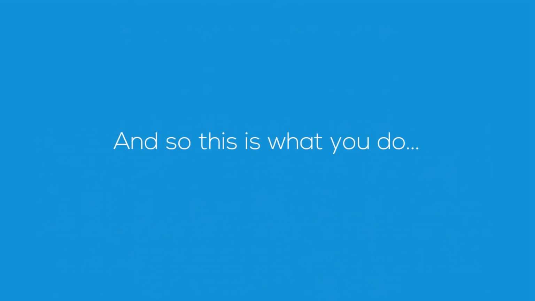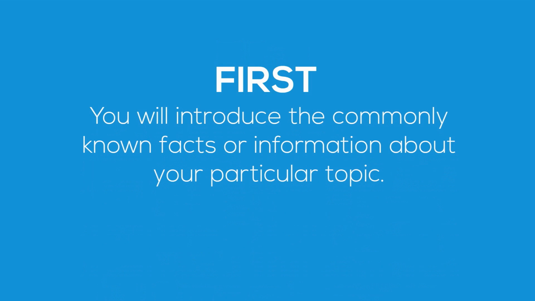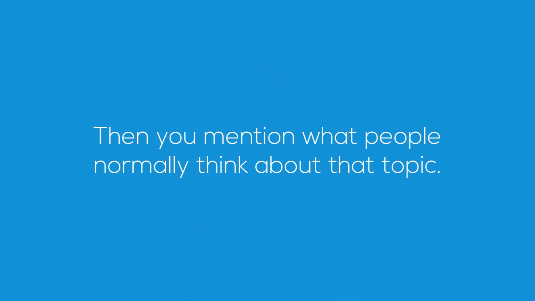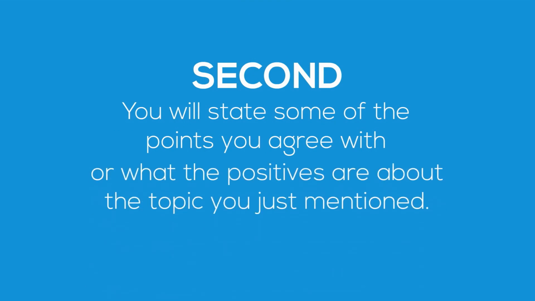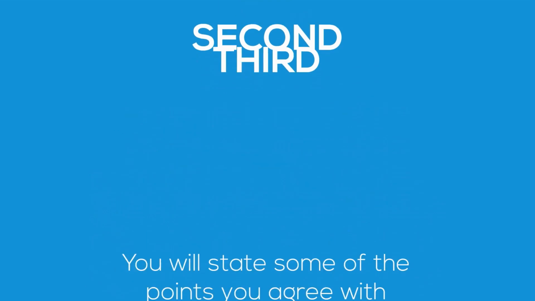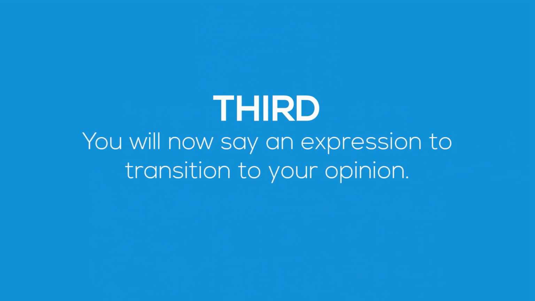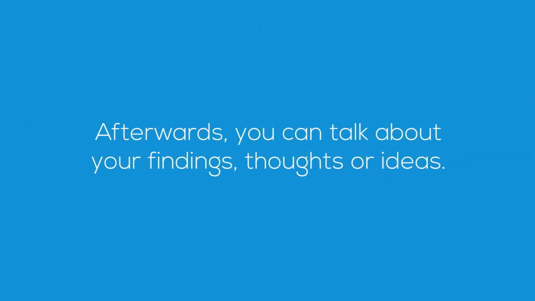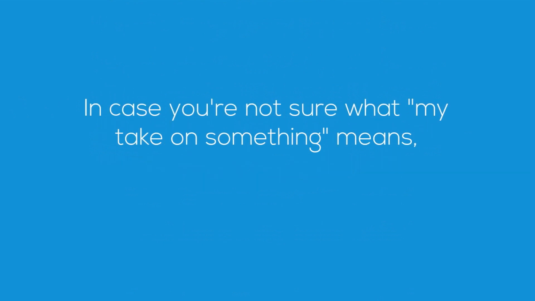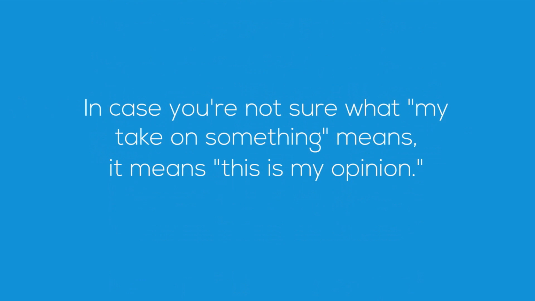And so this is what you do. First, you will introduce the commonly known facts or information about your particular topic. Then you mention what people normally think about that topic. Second, you will state some of the points you agree with or what the positives are about the topic you just mentioned. Third, you will now say an expression to transition to your opinion. What you will say is, but here's my take on it. Afterwards, you can talk about your findings, thoughts, or ideas. In case you're not sure what my take on something means, it means this is my opinion.